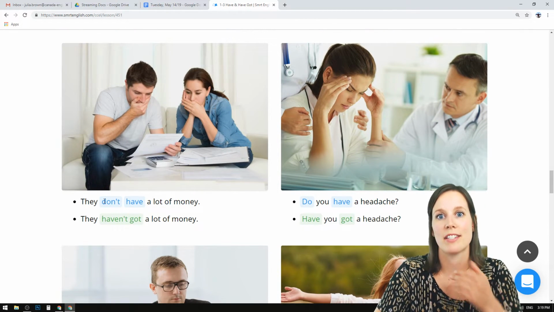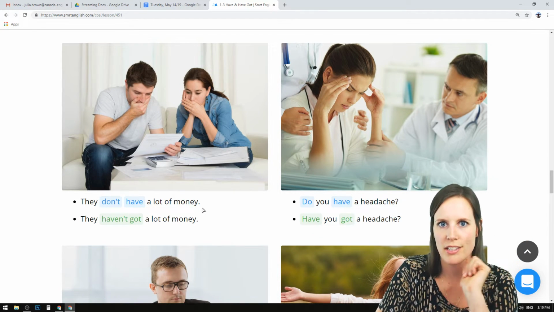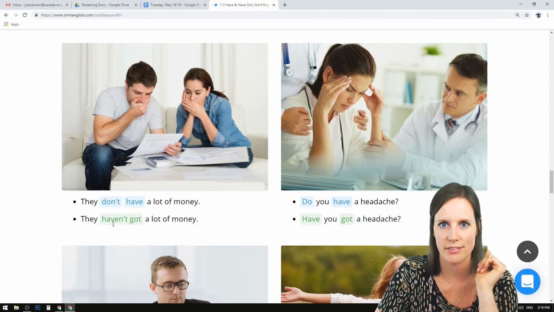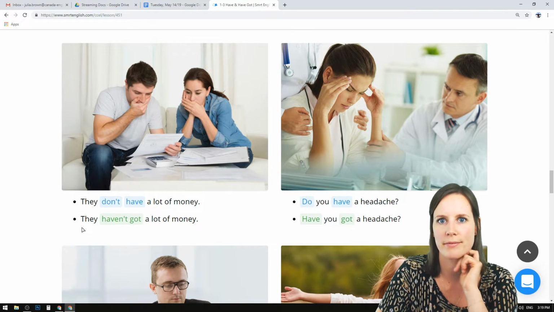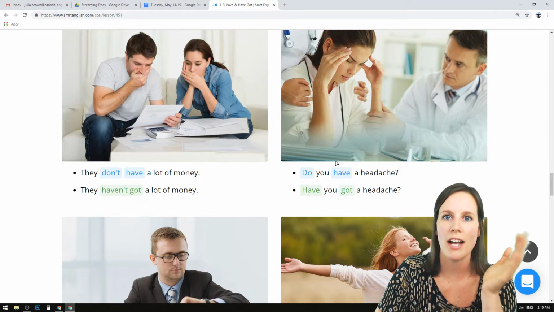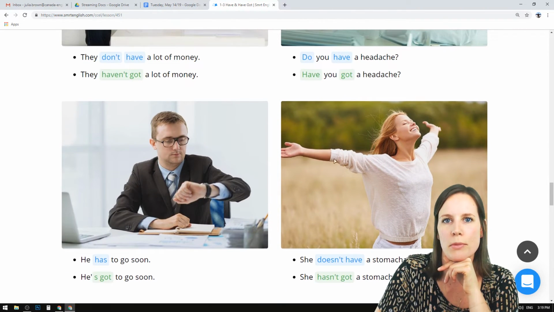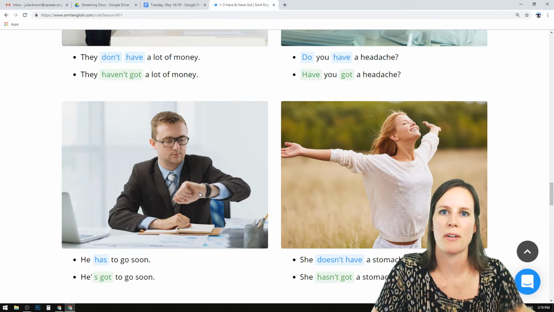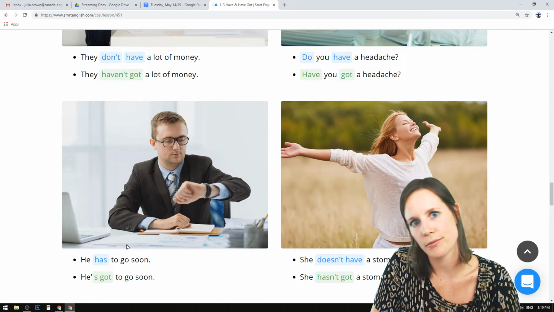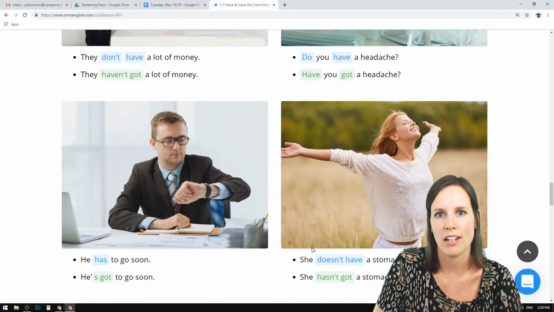And let's see, a negative sentence. They don't have a lot of money. So possession style of question. If you're using have got, you make have negative. They haven't got a lot of money. Do you have a headache? Illness. Or have you got a headache? Okay. A few more examples in Smrt, and we'll do some of our own. He has to go soon. He's got to go soon. Obligation. She doesn't have a stomachache. She hasn't got a stomachache.